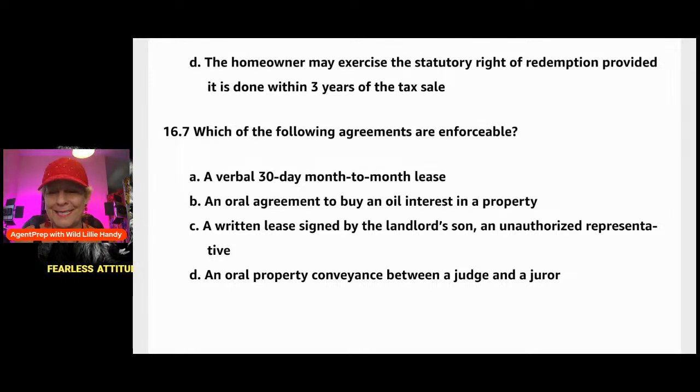Okay, number 16.7. Which of the following agreements are enforceable? So remember, these are special topics. A, a verbal 30-day month-to-month lease. B, an oral agreement to buy an oil interest in a property. C, a written lease signed by the landlord's son, an unauthorized representative. Or D, an oral property conveyance between a judge and a juror. So which one of the following are enforceable?